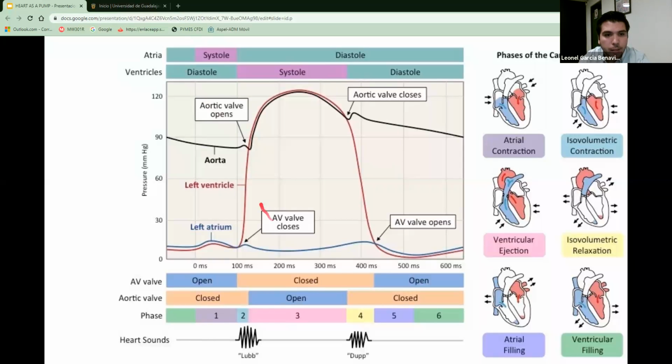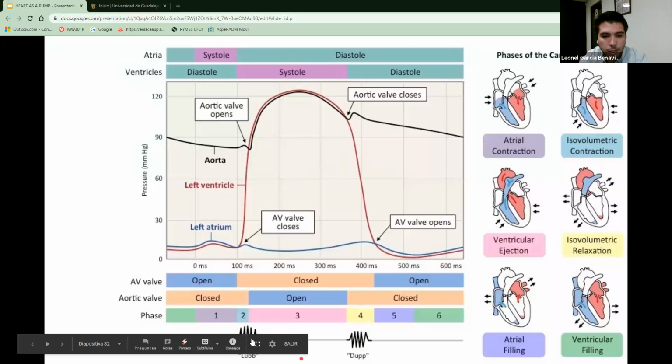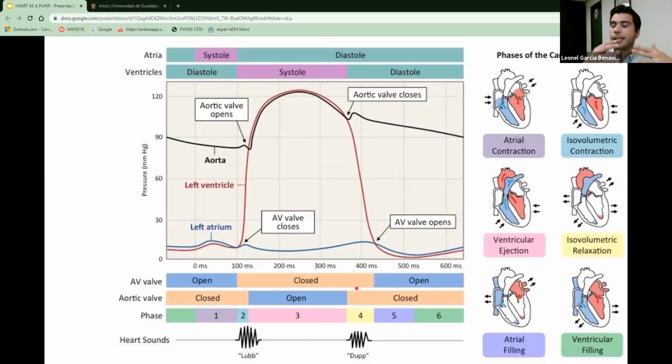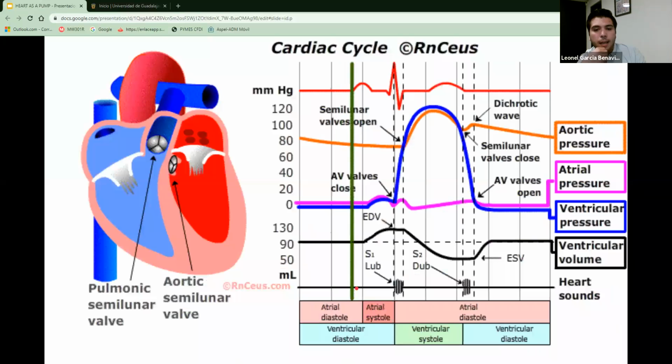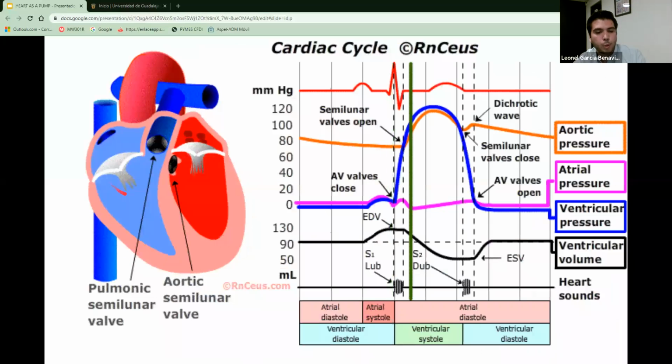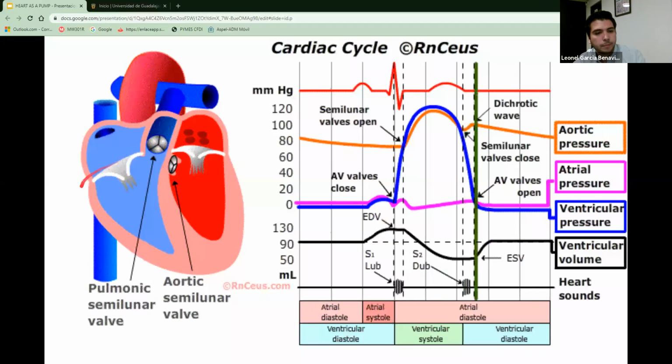That's when the aortic valve, at around 90, is going to open. Around 90 again, it's going to close, creating the sounds, the lub-dub, as you can see here: lub, the AV valves close; dub, the aortic and semilunar valves close. So as you can see, the machine is all related, okay? And here you can see it in faster motion thanks to this GIF video.